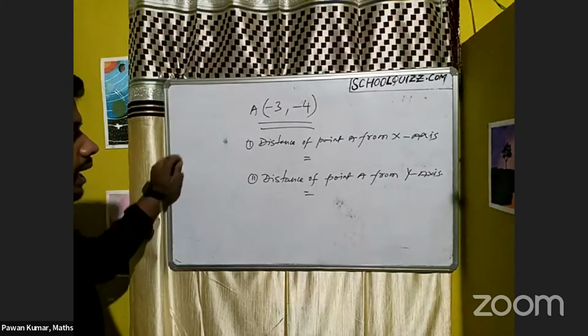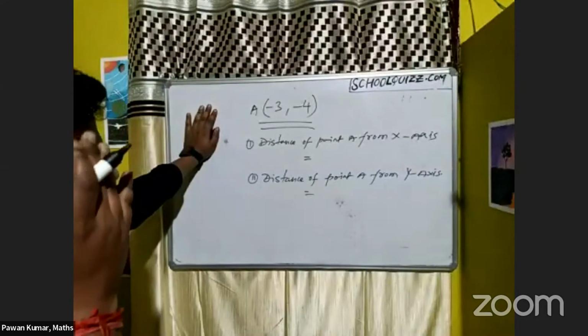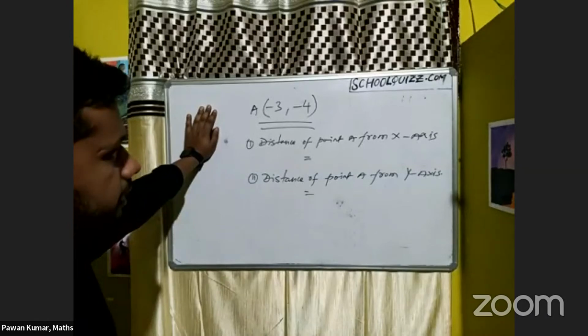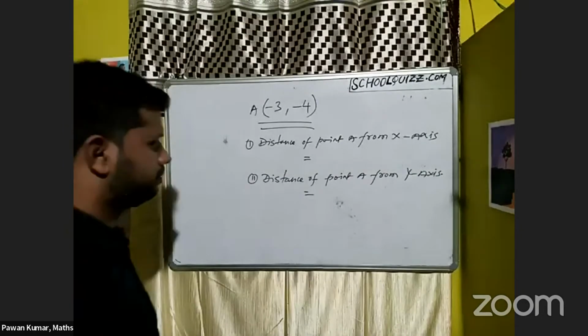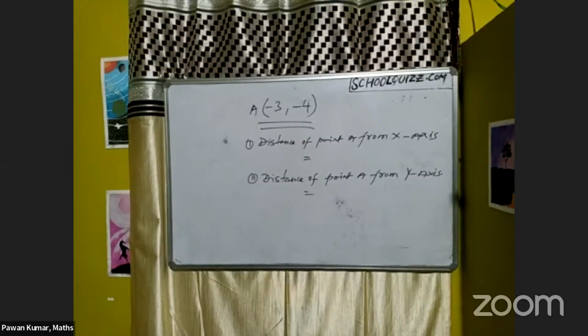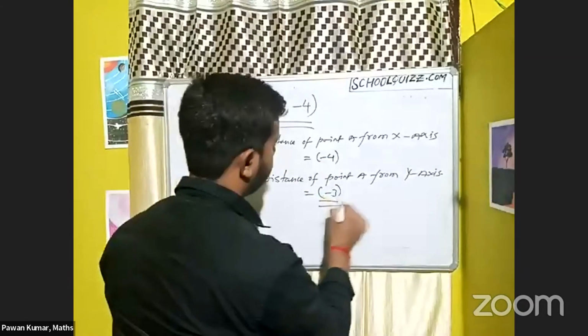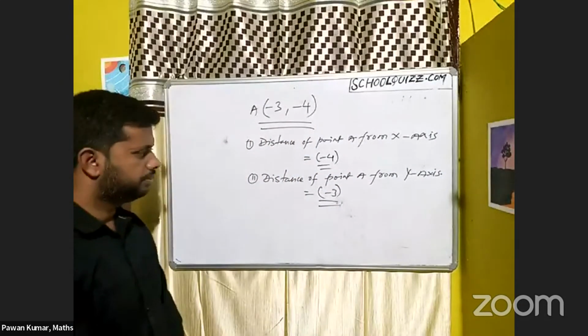If I am saying point A is (-3, -4), what is the distance from the x-axis line? Am I audible? Yes, sir. So, sir, the distance from the x-axis is -4, and from the y-axis it is -3. Minus 4, minus 3. Is it correct to represent the distance? Roshan? Yes, sir.